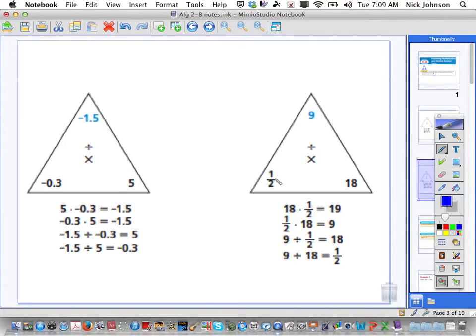Same thing over here. 1/2 times 18 is 9. 18 over 1 times 1/2 is 18 over 2, which gives you 9. 18 times 1/2 gives you 9. 9 divided by a half gives you 18. Why? Because when you divide by a fraction, you must flip and multiply, which brings you to 9 times 2, which gives you 18. 9 divided by 18 gives you a half. 9 goes into both these numbers once and twice.